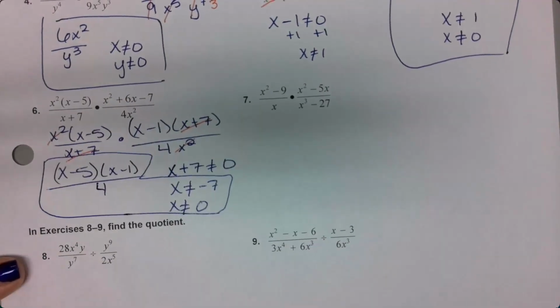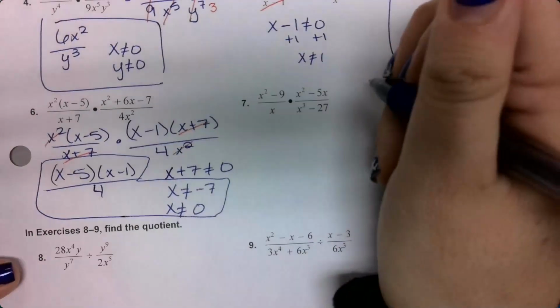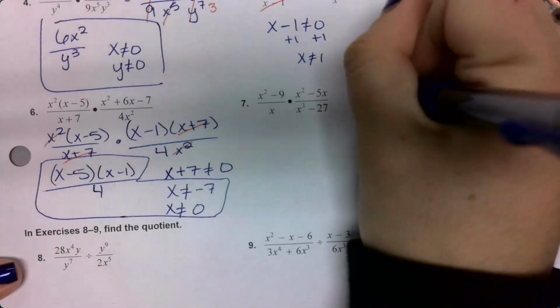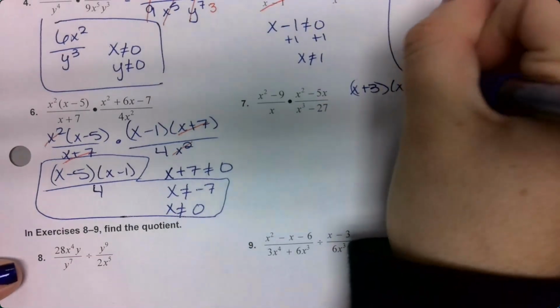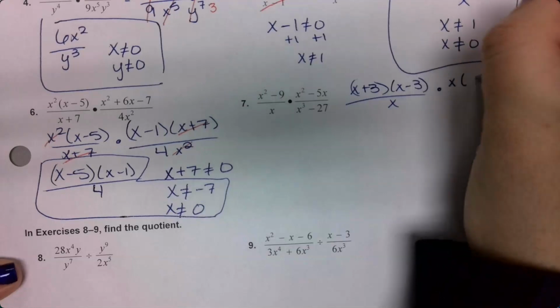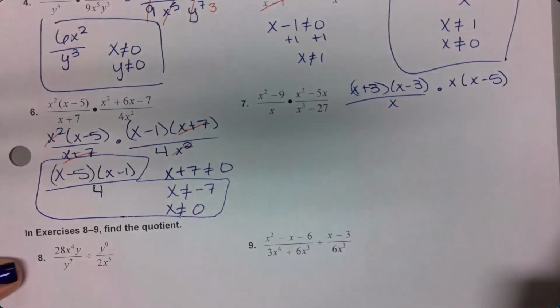Okay. On number 7, I want to factor. This is a difference of squares, so I'm going to have x plus 3 times x minus 3 over x. Then for my second fraction, I want to pull out an x. I have x minus 5 on my top. The bottom one is a difference of cubes.